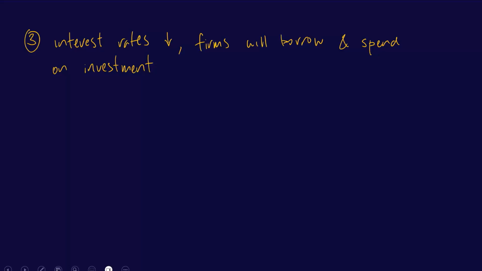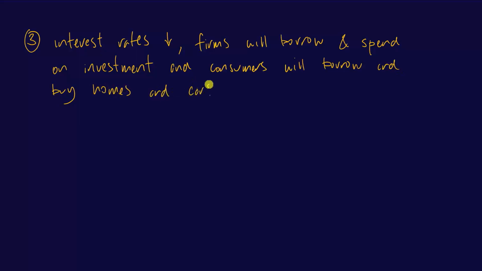Okay, so interest rates go down, firms will borrow and spend on investment, and consumers will borrow and buy homes, cars, other things that you might take out a loan to purchase. I don't know what that would be. Boats, I guess. Okay, and homes go in the investment category, actually. So most of what's going on here has to do with that investment category of GDP.